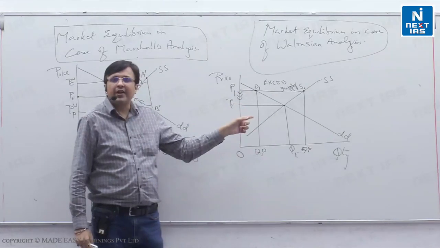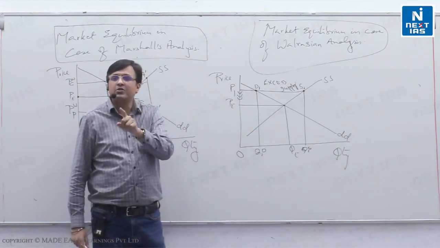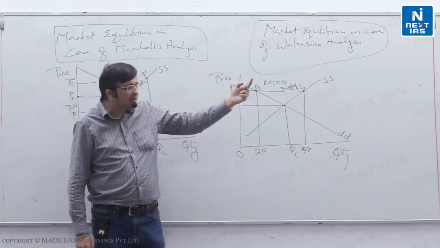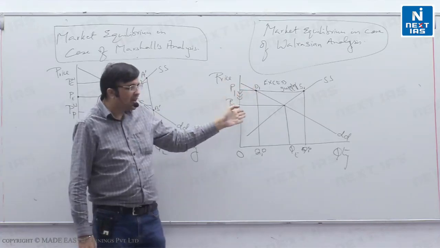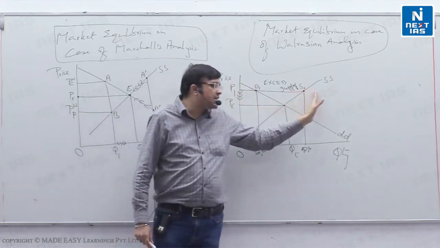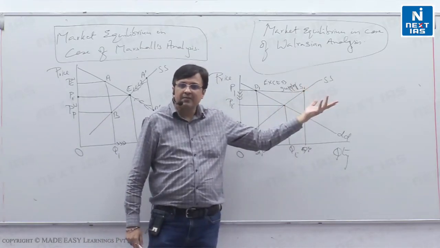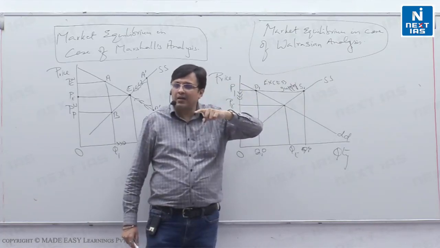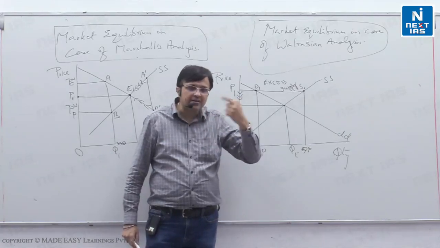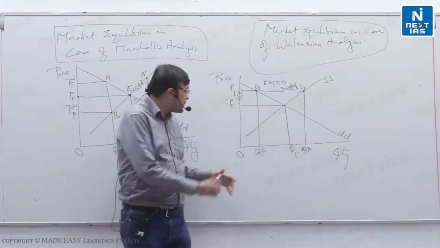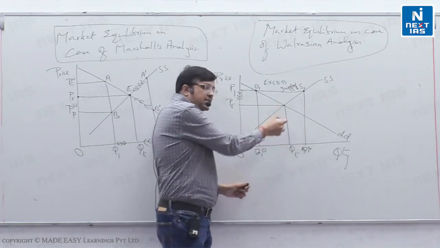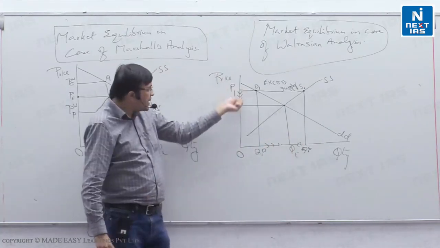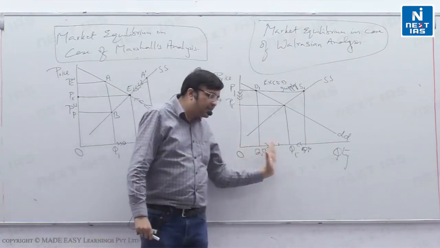As the price starts falling, some producers who were willing to charge only a higher price and then sell in the market will now leave the market. And as the price falls, some consumers who were willing to pay a lesser price will start entering the market. So consumers start coming into the market and producers start leaving the market. So as the price starts falling, consumers start entering the market.